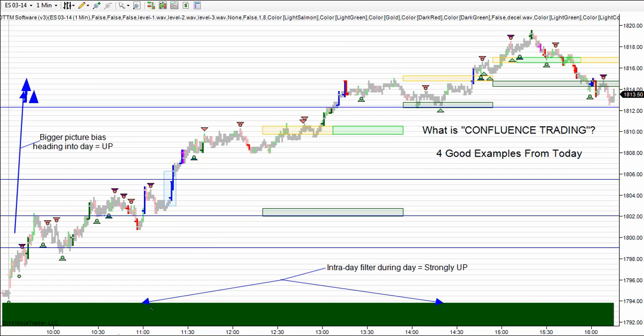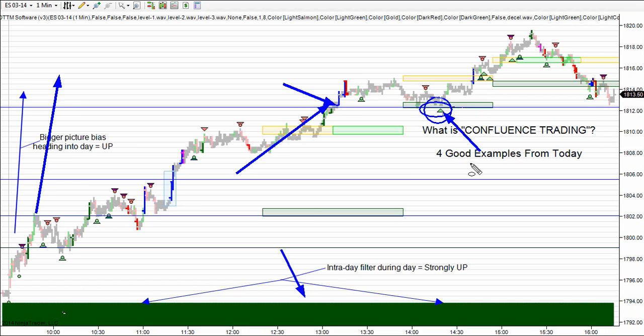The fourth one, which is probably the most pure confluence type of trade, is right in this area here, because this had basically everything you could possibly want going for it. So again, here's what happened. We made new highs. We got through this 1812 area. We did so on some level 3 buying. We know that the low of these buying waves should act as support. We have our bigger picture bias up. Our filter is green. We have this green support zone right in here. We even have a deceleration right there. So you've got literally everything coming together at this spot right here.